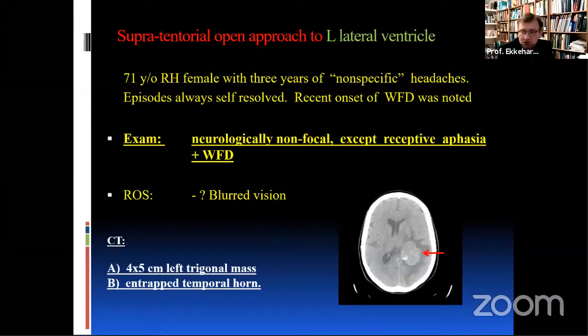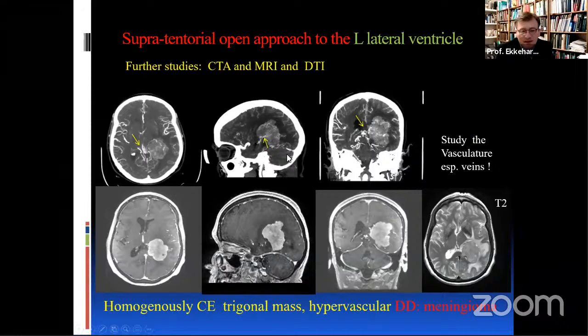Very different kettle of fish on the left side. So this was a 71-year-old female, also came in with non-specific headaches, recent word finding difficulties noted, non-focal exam, maybe some blurred vision, got a CAT scan in the ER, 4 by 5 centimeter lesion in the ventricle, again an entrapped temporal horn. Here again, we got the CTA showing displacement of all internal vessels to the opposite side, vascular pedicle inferior, vascular pedicle medial superior.